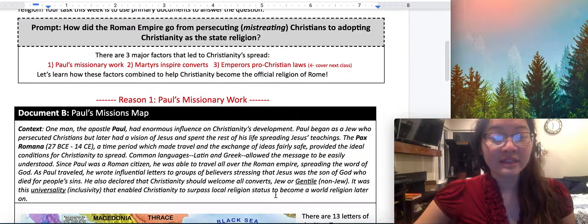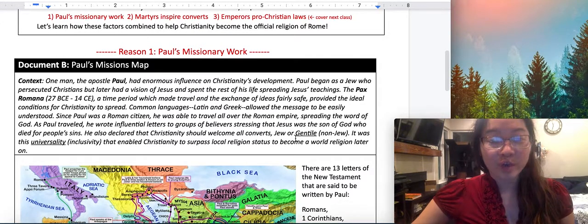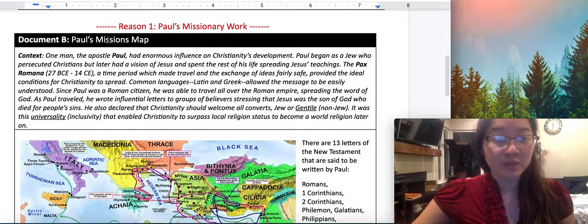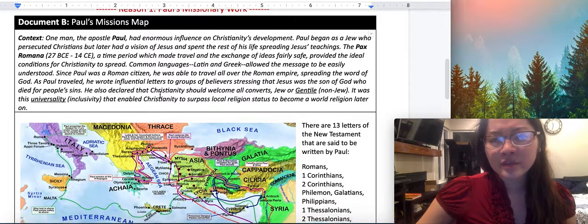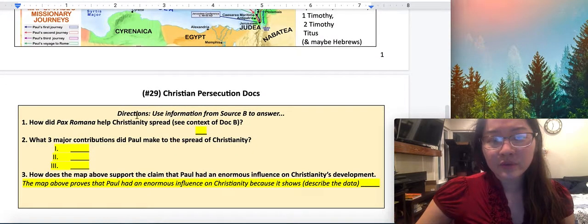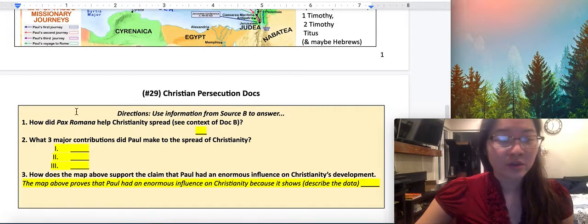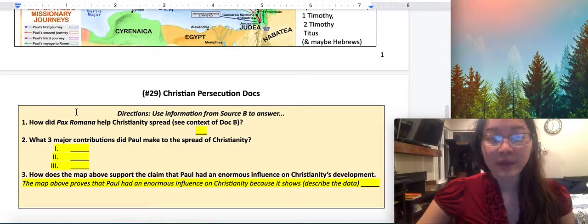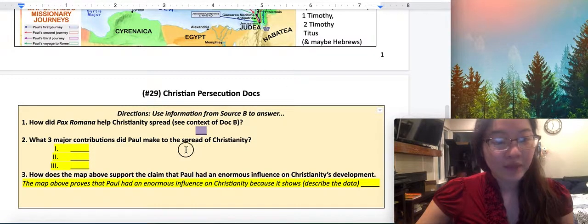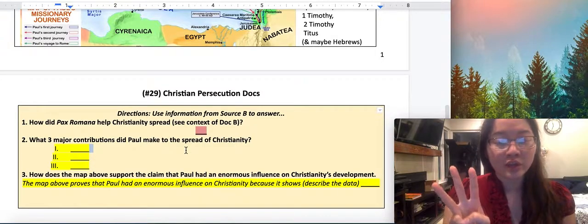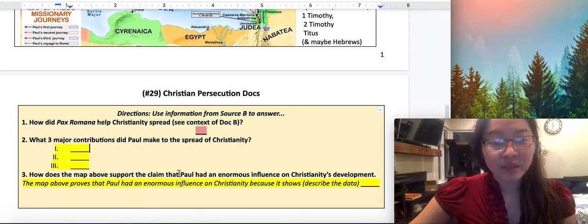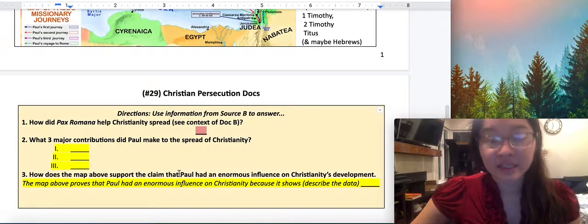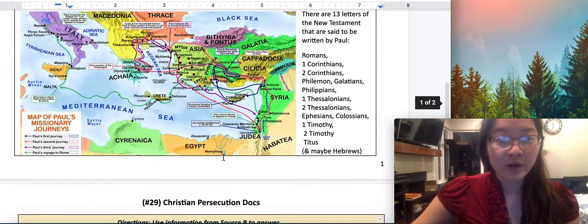So the first reason that leads to Christianity's spread is Paul's missionary work. And we're going to look at Paul's missionary work through document B, Paul's missions map. Be ready to do some highlighting with me. In order for us to know what to highlight, though, we should look at the preview, the questions. So our questions are, using information from source B, to answer 1: How did Pax Romana help Christianity spread? So when we look at Pax Romana, let's make that a color like red or something. And then number 2: what 3 major contributions did Paul make to the spread of Christianity? We'll be looking for that. And then: how does this map support the claim that Paul had an enormous influence on Christianity's development? So those are the 3 questions that we're looking for as we read this document.